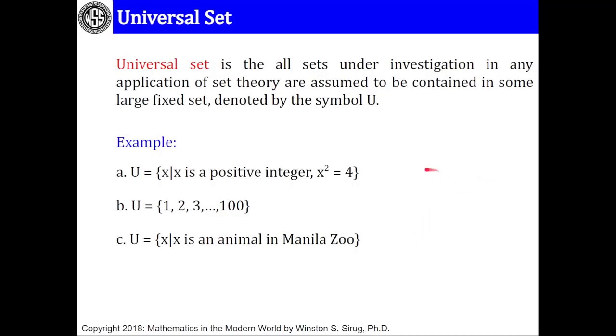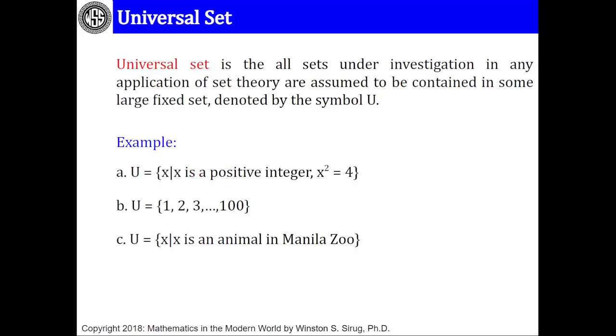Universal set. The universal set is the set where all sets under investigation in any application of set theory are assumed to be contained in some large fixed set denoted by the symbol U. Example: A, U is equal to the set of x such that x is a positive integer and x squared is equal to 4. Letter B, U is equal to the set of 1, 2, 3, and so on to 100. Letter C, U is equal to the set of x such that x is an animal in Manila Zoo.